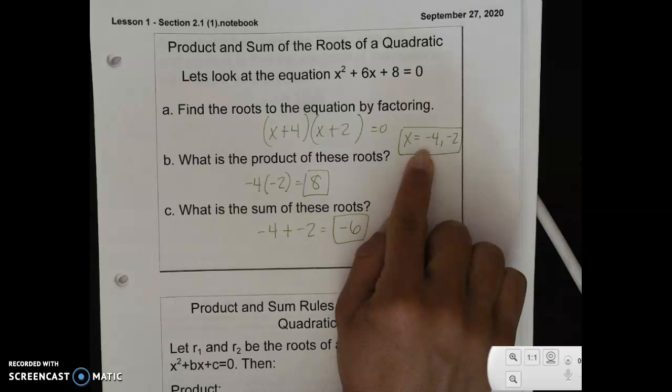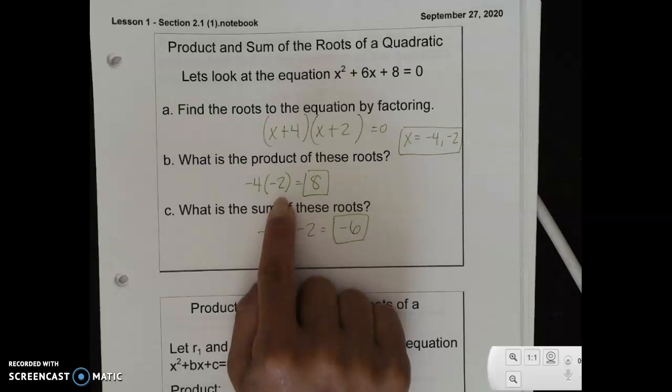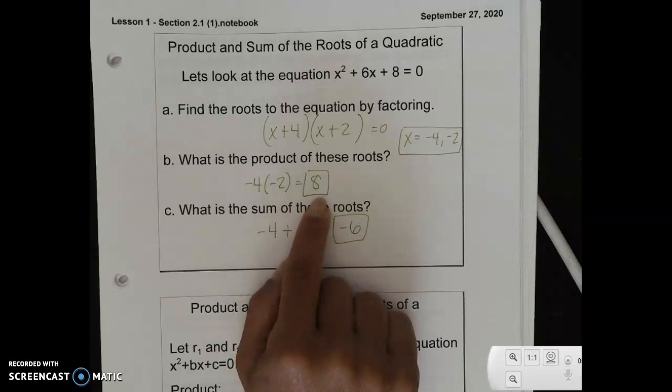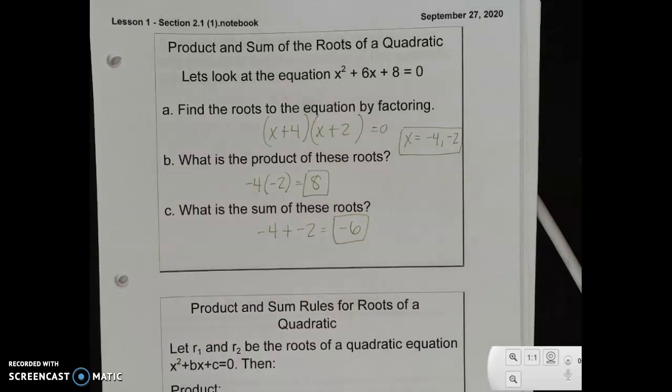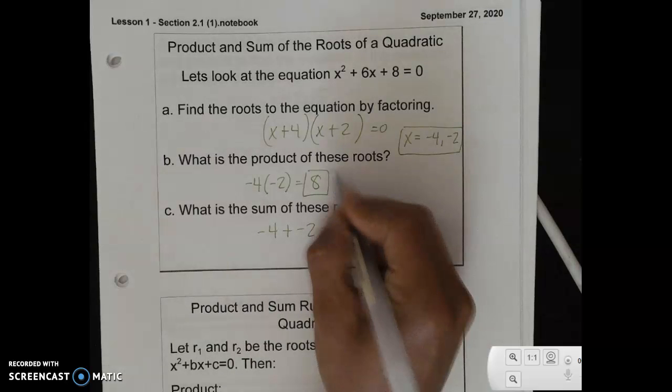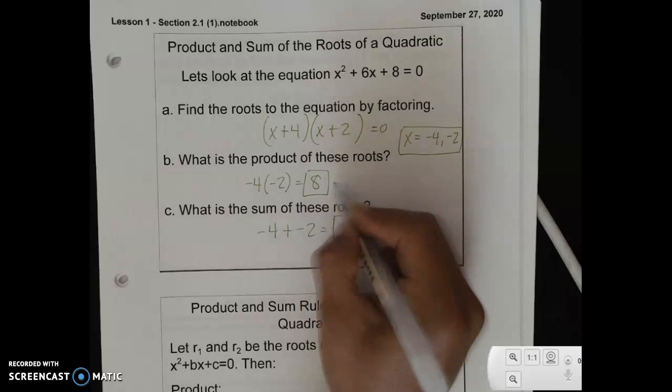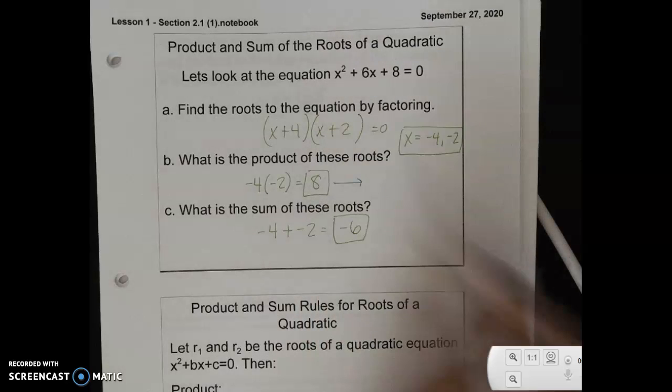Okay, so hopefully you were able to factor this and get that the roots, if we solve both of those factors, set them equal to 0, we get -4 and -2. Now the product of these roots gives us 8. The sum of these roots gives us -6.